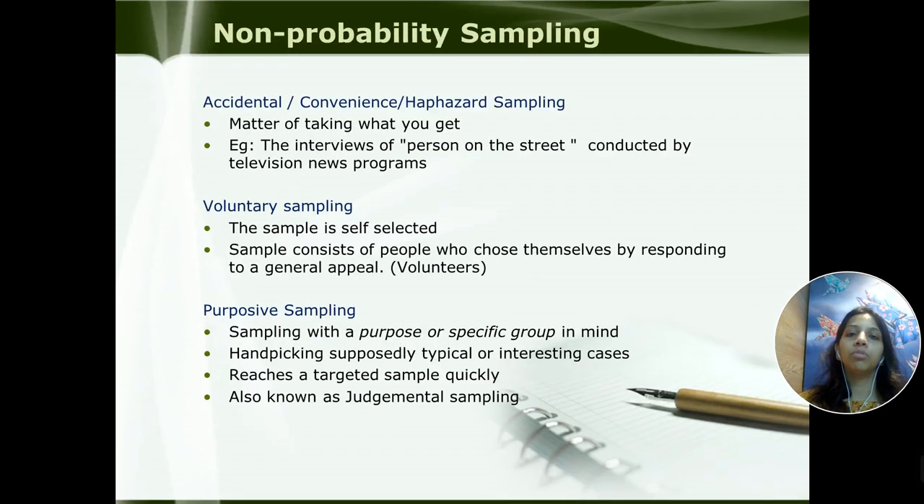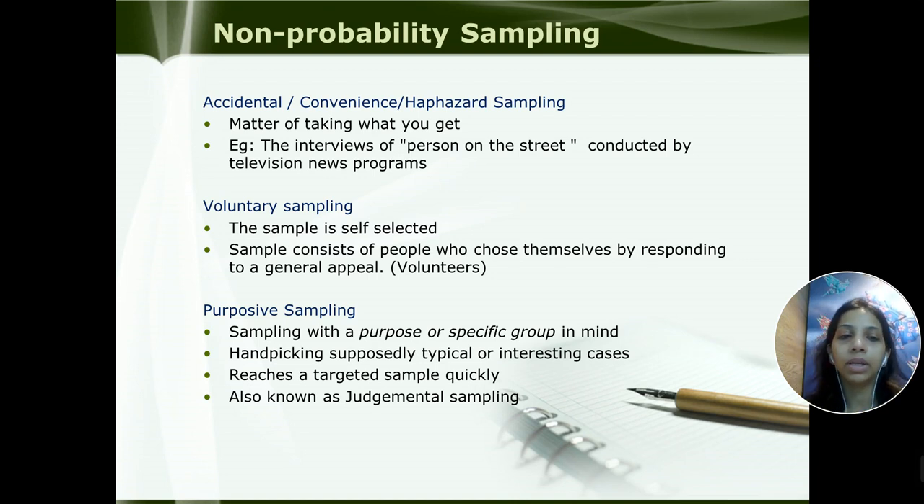So non-probability sampling, the different methods are: First is accidental or convenience or haphazard sampling. So this is a matter of taking what you get, what you conveniently get, you take it. The easiest example can be the news reporters who interview everyone whom they easily get on the roads. They question whom they get on the roads. So that is your convenience sampling.